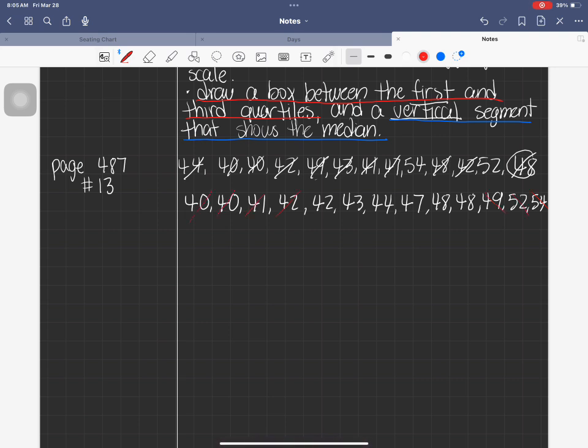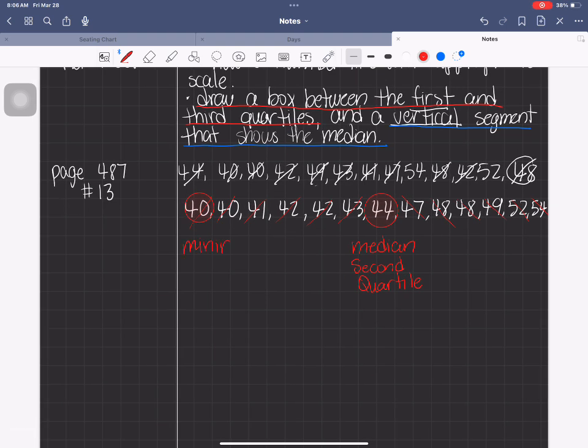So I'm going to identify, again, all of the things that I need to identify first. I'm going to start off with the median. In this case, 44 is the median, which is also the second quartile. If you'd like to pause here and identify the rest of them by yourself and see if you know what you're doing, you can totally do that. We have the minimum value, which is 40, and then we have the maximum value, which is 54.